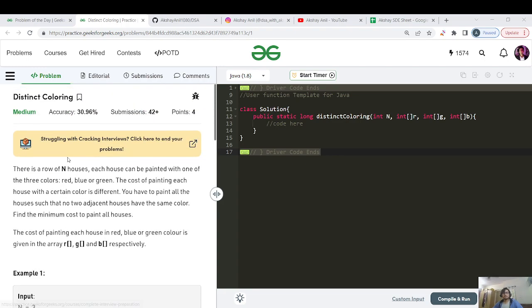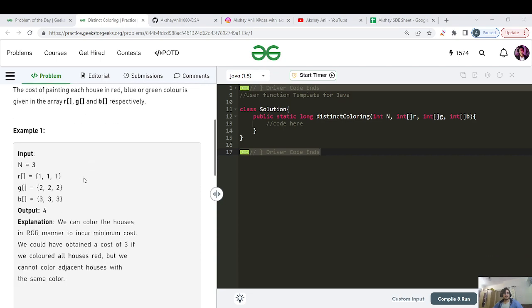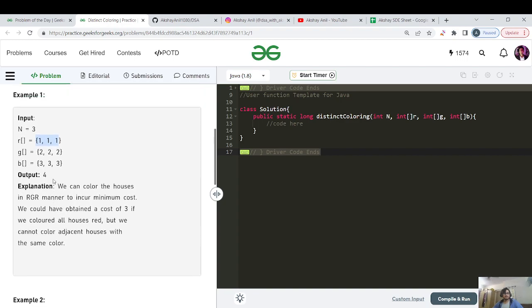This question seems like a very standard one, but let's see. Continue reading the question. So find the minimum cost to paint all houses. The cost of painting each house red, blue, or green is given in the arrays R, G, and B respectively. So these are the colors you can take for coloring the houses, I guess. For n equals 3, the output is 4, and they are saying that we can color the houses in the RGR manner, right?